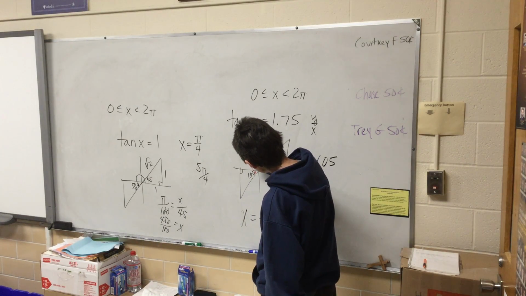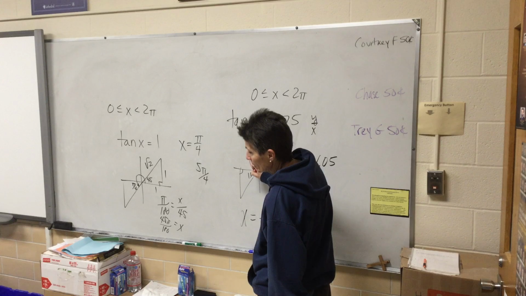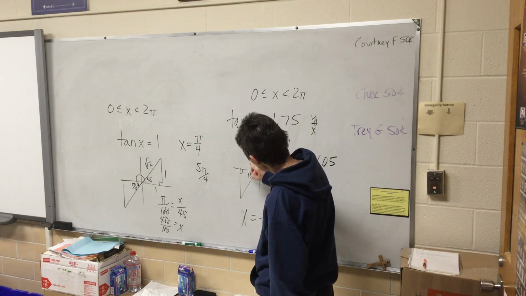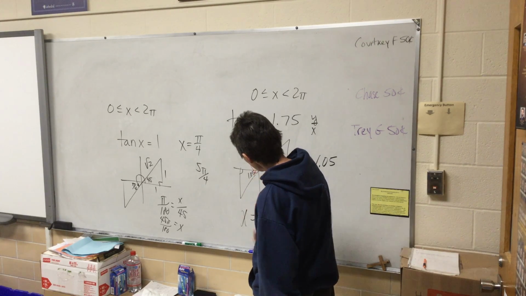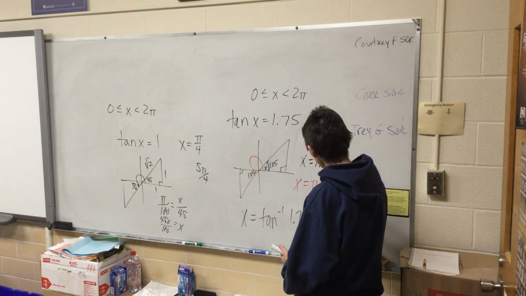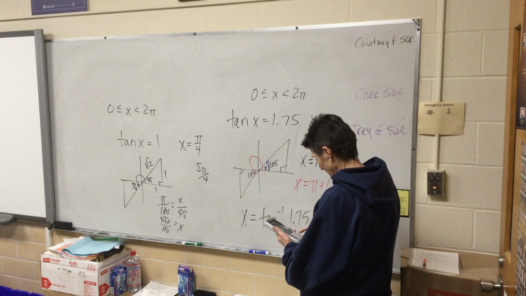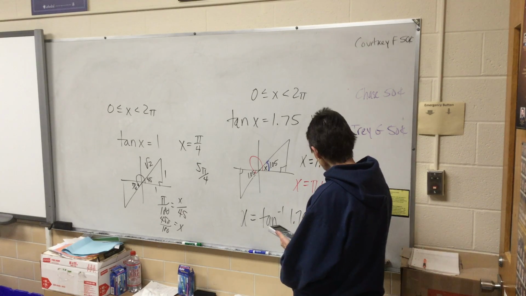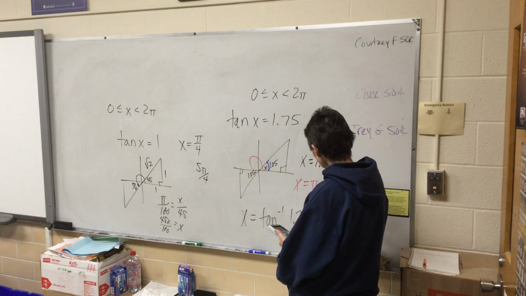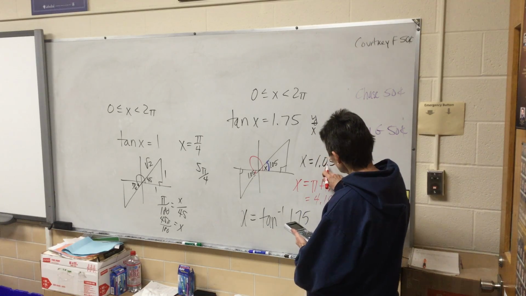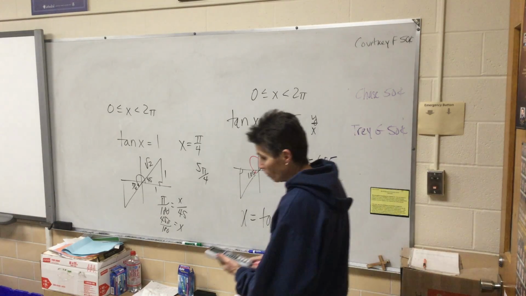Well, how far is it from here to here? Pi. That's pi. And I'm going to add another 1.05. So pi plus 1.05, and that's 4.19. So the second answer of two answers: 1.05 and then 4.19.